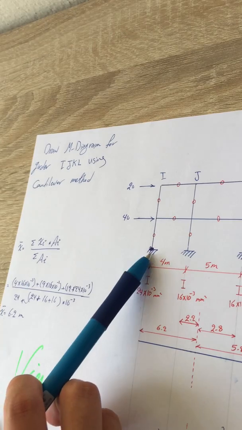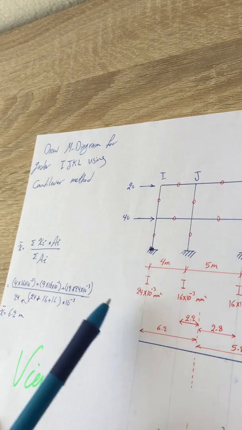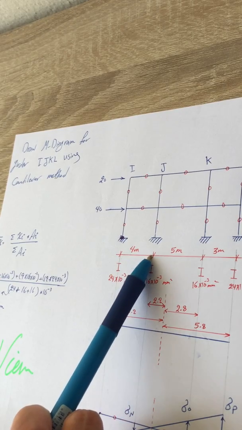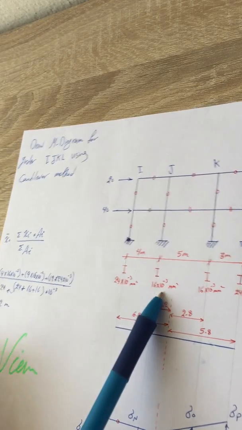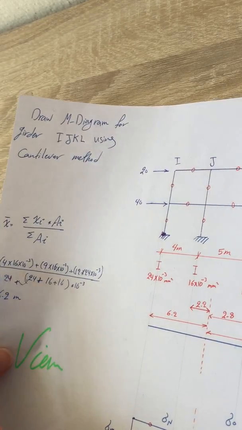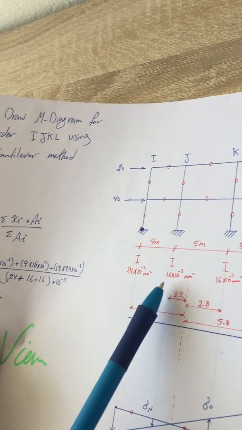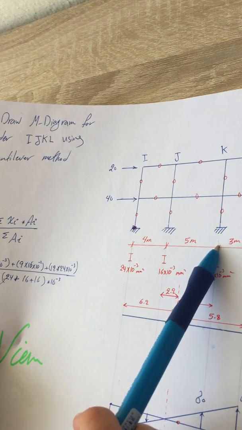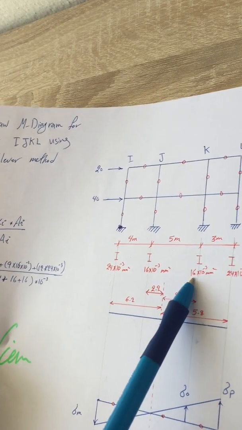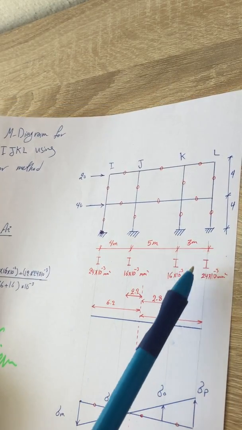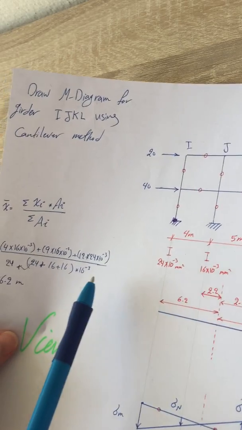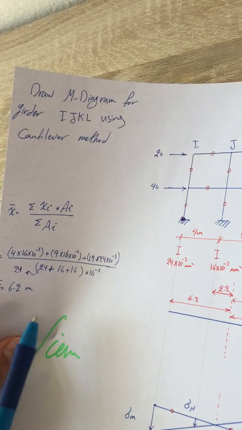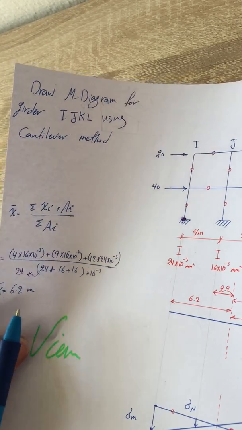So the distance from this one is 0, so I'm not going to take this area, and then the distance is going to be 4 times this area. As you can see, it's here, 4 times the area, and 9 for this one times this area, and then 12 times this area, divided by the summation of all the areas. Here it is, and it's going to be 6.2.